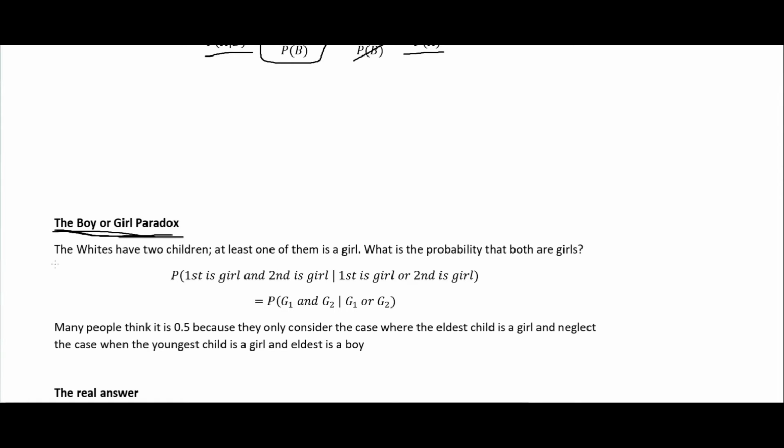So Steven Pinker says, consider a family. The Whites have 2 children. At least one of them is a girl.